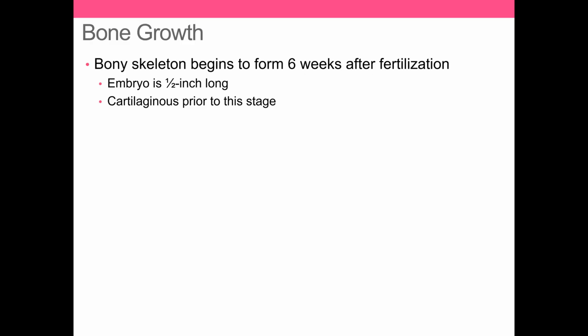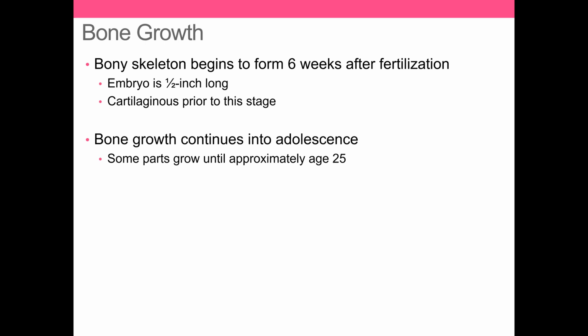So the bony skeleton, or the bones, actually begin to form when the embryo is about 6 weeks old, so 6 weeks after fertilization. The embryo is only a half inch long at this stage. And before this stage, all of the bones were made completely of cartilage, so we say they were cartilaginous. So bone growth starts 6 weeks after fertilization, and it will continue well into adolescence, and there are some bones that don't stop growing until approximately age 25.